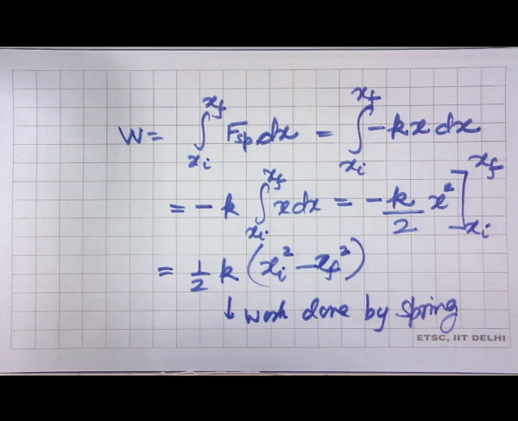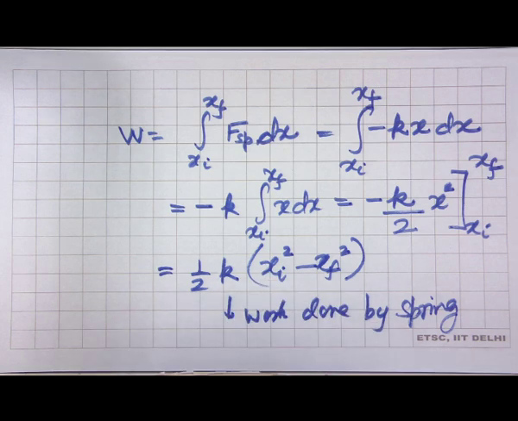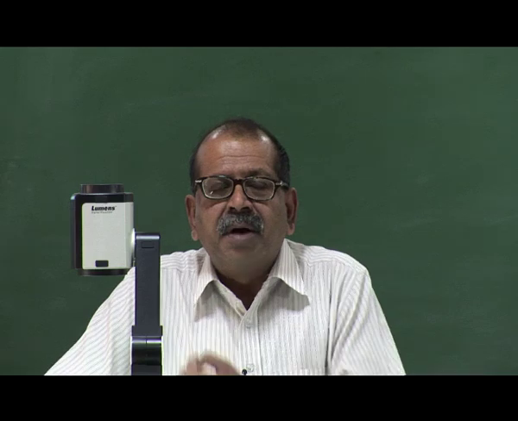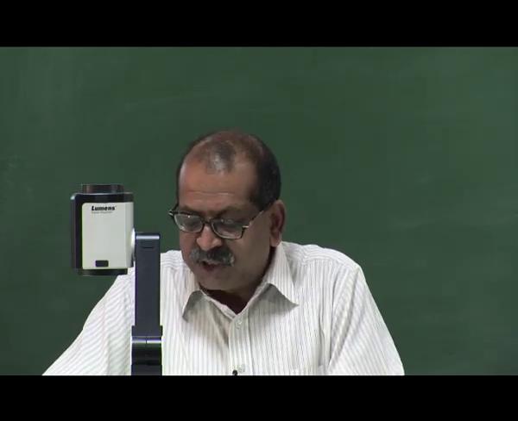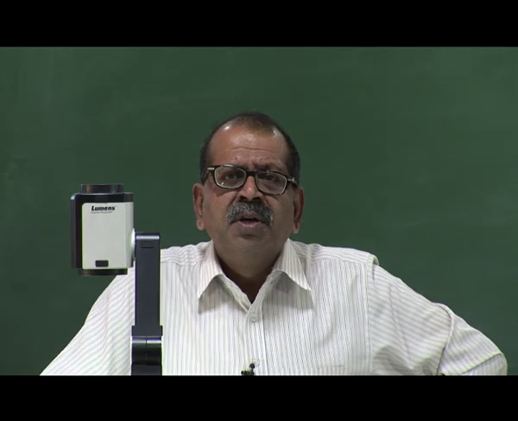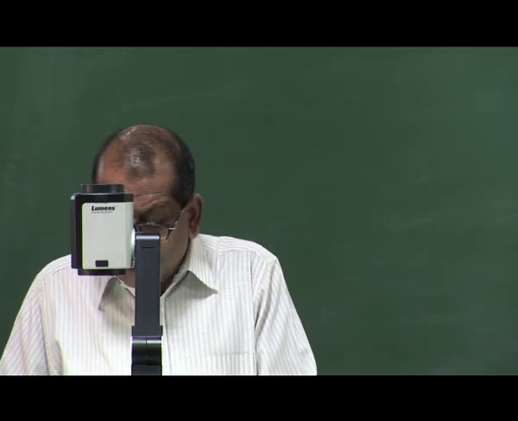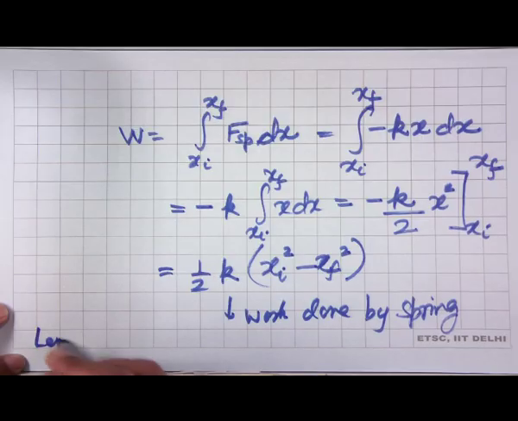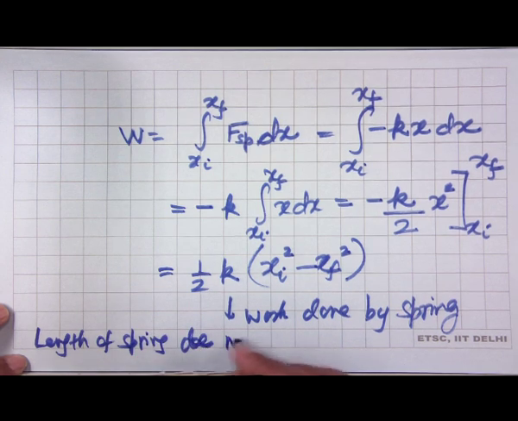Now, if xi is 0, then the work done by the spring will be minus half k xf square. Now, notice, because xi and xf in the work done term for a spring come as squares, it will not matter whether the spring is compressed or stretched. As far as the work done goes, the sign will still stay the same. Another thing we realize in this is that the length of the spring does not come into the picture.